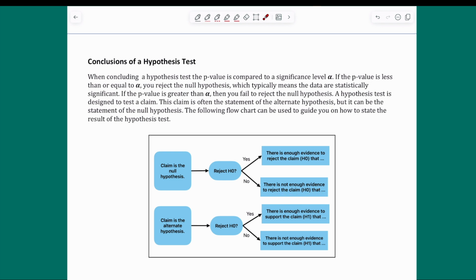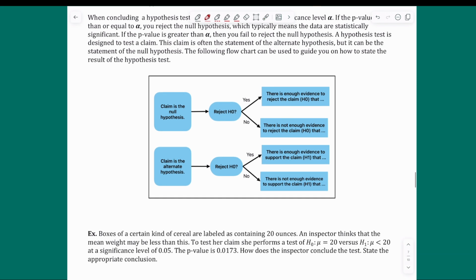All right, but in the use cases when people run hypothesis tests, usually the claim is the alternate hypothesis, and so this is how you would state something. If the claim is the alternate hypothesis and you reject the null hypothesis, that means there's enough evidence to support the claim that... Otherwise, if you did not reject the null hypothesis and concluded no, there is not enough evidence to support the claim that... All right, let's see maybe an example of how we can do that.